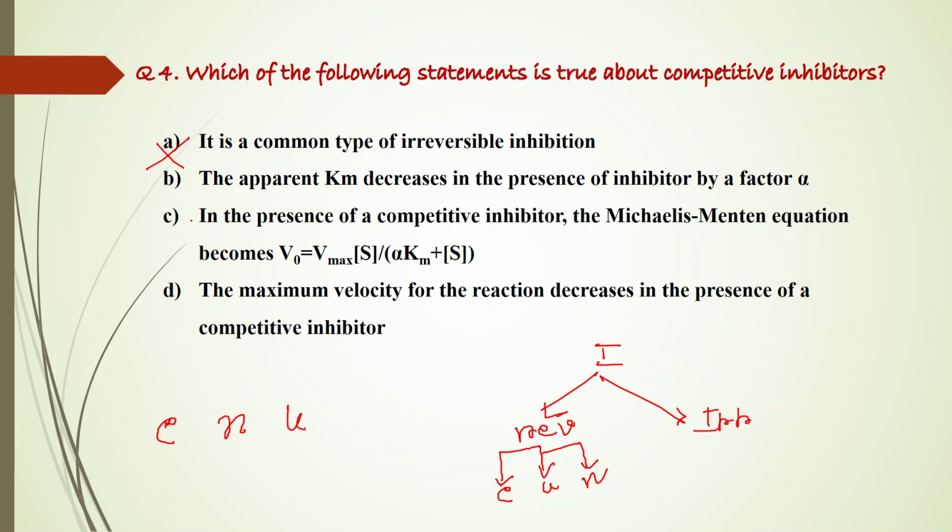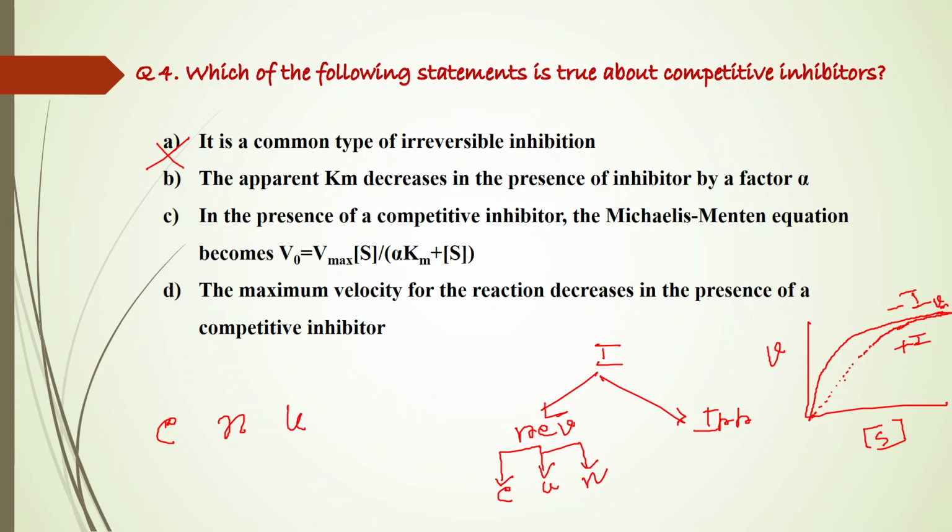Coming to the next one, the apparent Km decreases in the presence of inhibitor by a factor of alpha. Now, if you do remember the graph for competitive inhibition, so this is our normal graph in absence of inhibitor. Now, when we were adding inhibitor, initially the rate was slow, but after some point at high substrate concentration, they both reached the same Vmax. I am writing as Vm. So in both cases, in presence of inhibitor as well, the Vmax was the same.